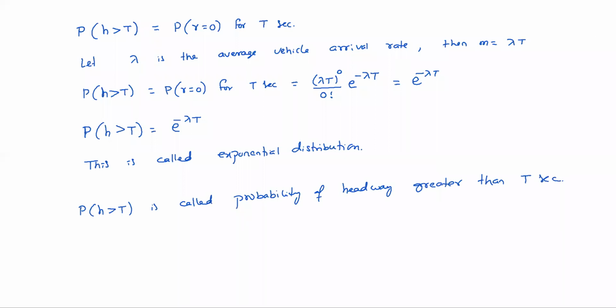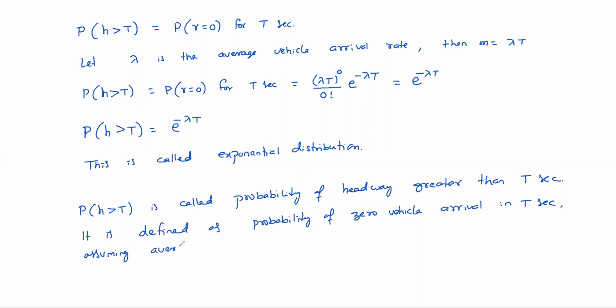Okay, headway greater than t seconds. It is defined as the probability of zero vehicle arrival in t seconds, assuming an average arrival rate of lambda. So lambda is the average arrival rate, then within t seconds.